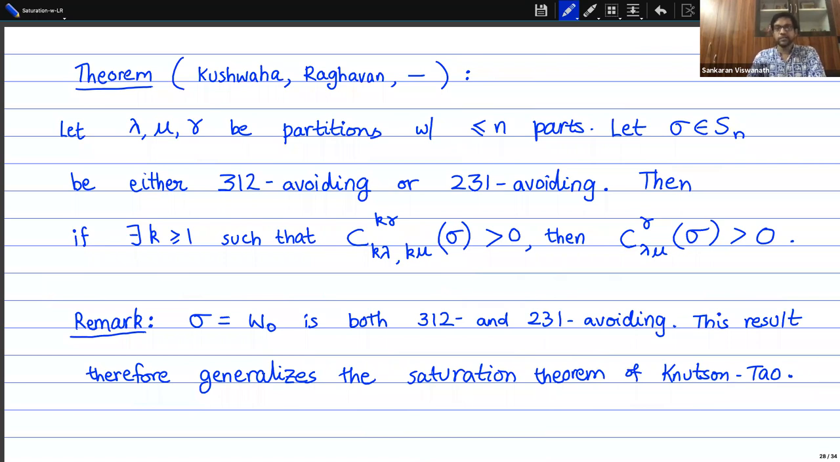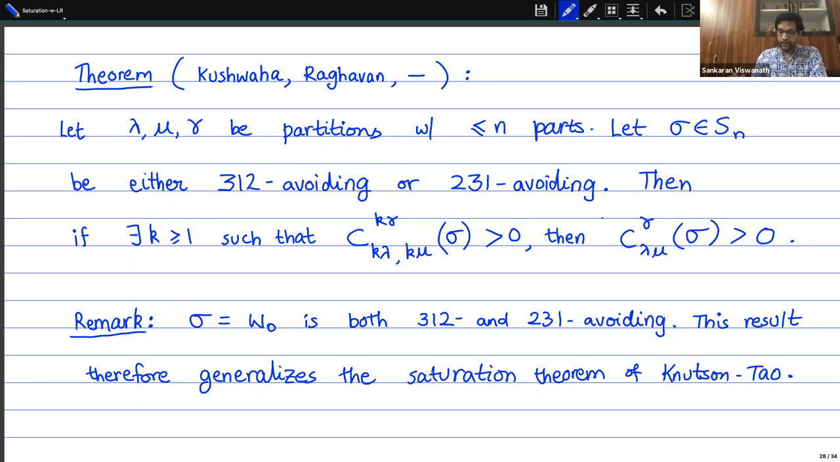And so finally, here's the statement of our theorem, which is joint work by Mrigendra, Raghavan, and myself. If you have partitions lambda, mu, gamma, then saturation holds provided sigma has a special form. The special form is in terms of permutation pattern avoidance: sigma should either be a 3-1-2 avoiding permutation or a 2-3-1 avoiding permutation.